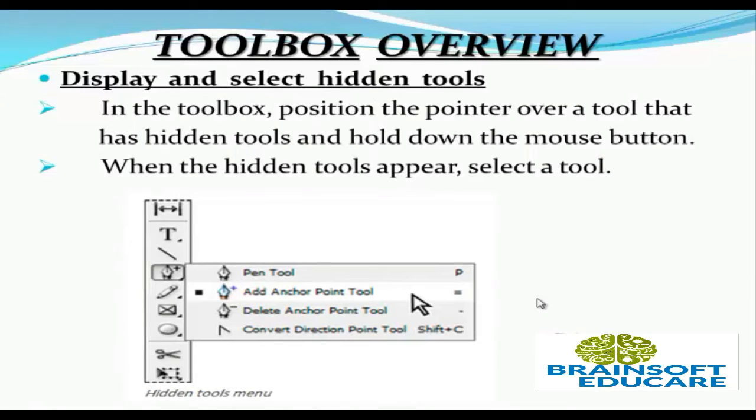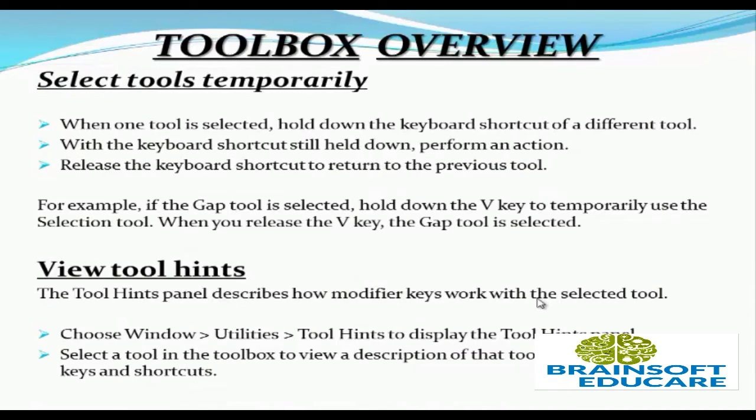Display and select hidden tools. In the toolbox, position the pointer over a tool that has hidden tools and hold down the mouse button. When the hidden tools appear, select a tool. Here, the pen tool: the add anchor point tool, delete anchor point tool, and convert direction point tool are all hidden.